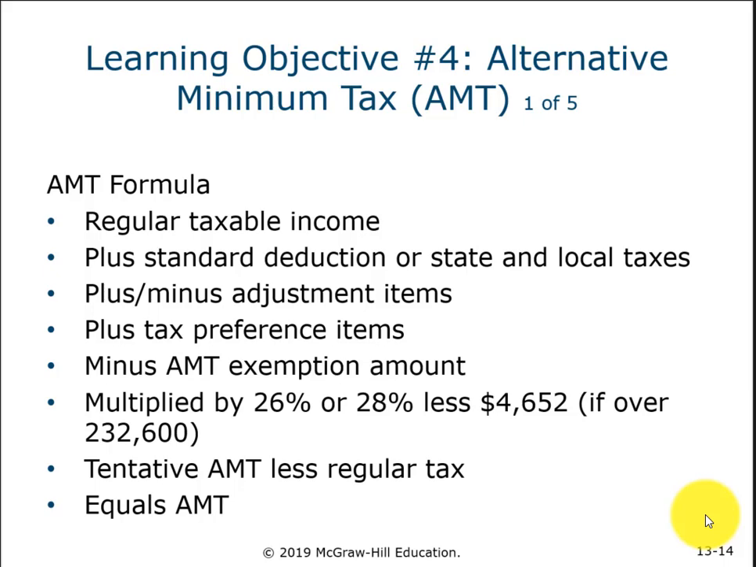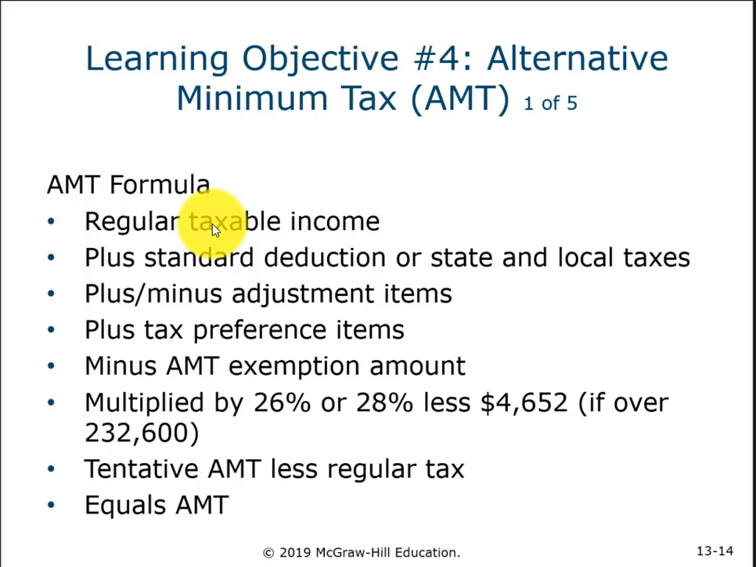So this is all done on Form 6251. There's an example in your textbook. You start with your regular taxable income. So you're going to basically redo your tax calculation using these AMT rules. You start with your regular taxable income. So you've already done your tax. You have to have already done your 1040, right? All the way down to taxable income.